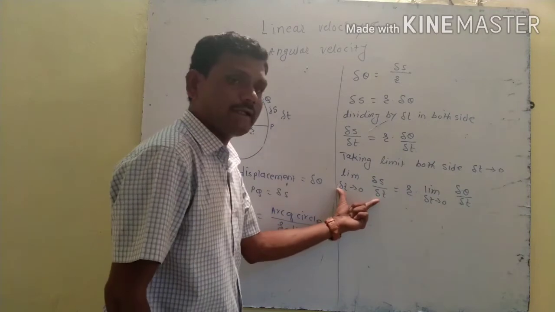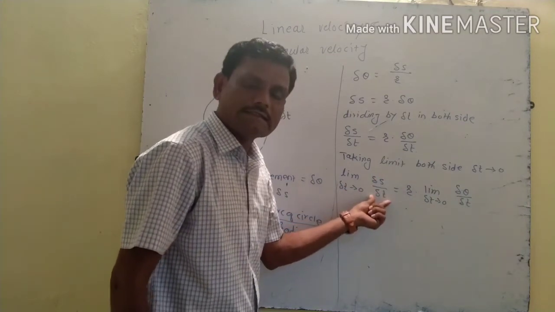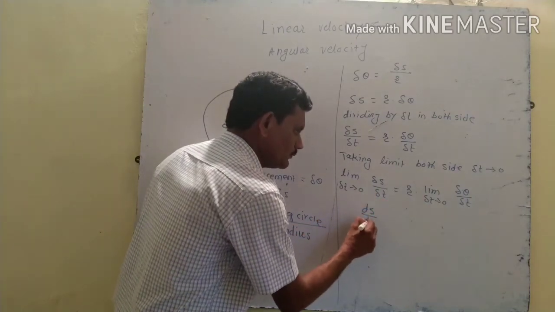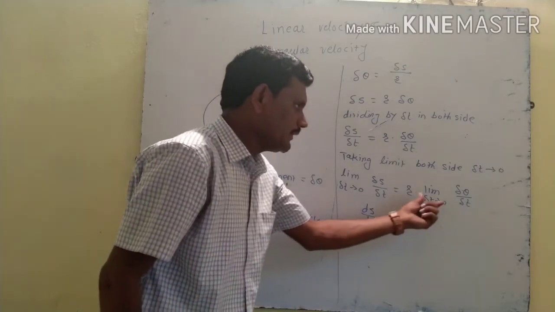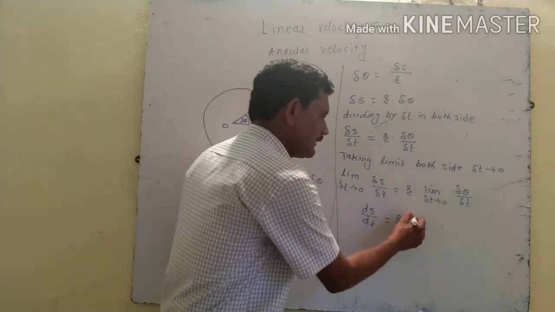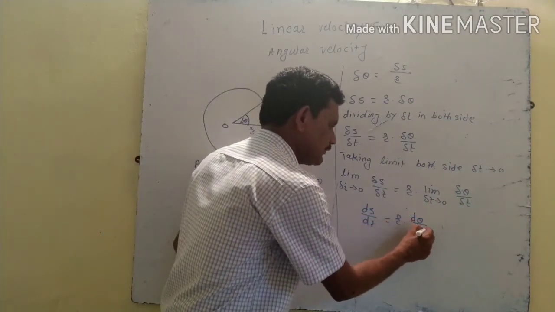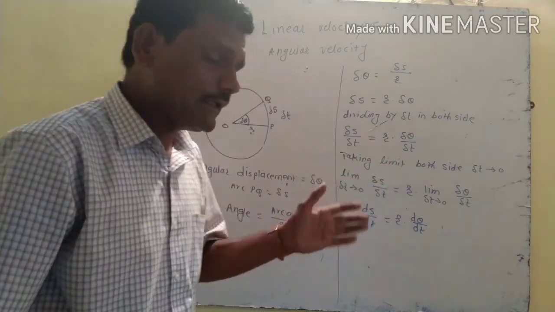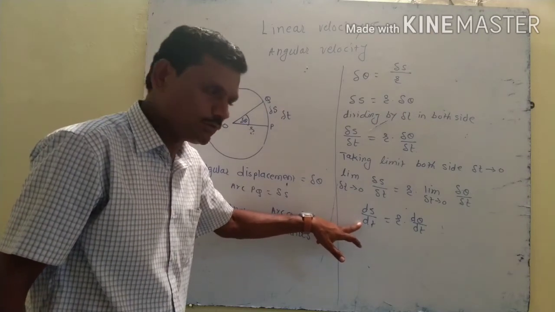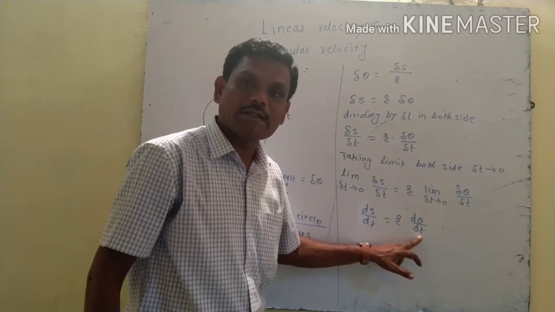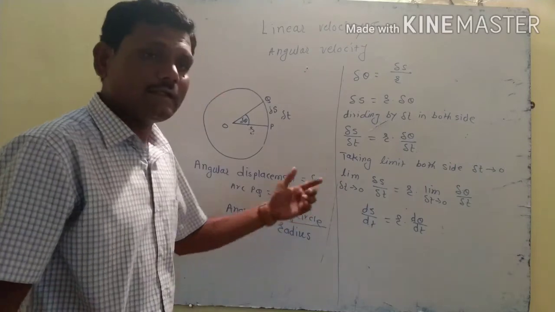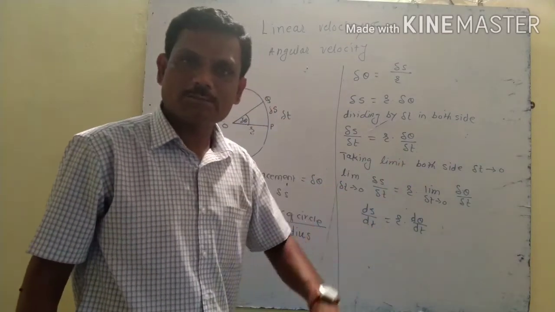Now, limit delta t tends to 0 of delta s by delta t is called ds by dt. So ds by dt is equal to r into, now, limit delta t tends to 0 of delta theta divided by delta t, which is called d theta by dt, the rate of change of angular displacement. In derivative form, ds by dt is the rate of change of linear displacement with respect to time. d theta by dt is the rate of change of angular displacement with respect to time, and this is the definition of linear velocity and angular velocity respectively.